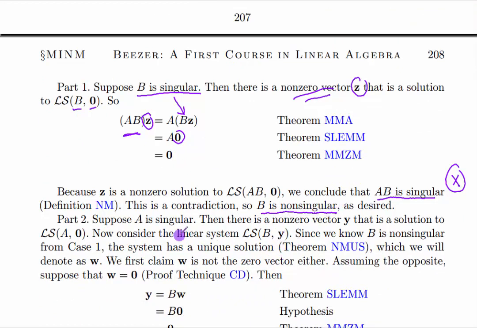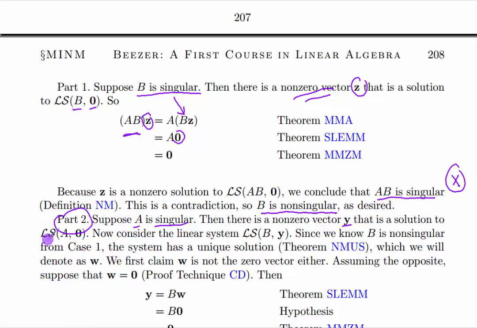Okay. Now we're going to prove part 2. Part 2 we're also going to prove by contradiction. And how do you prove by contradiction? You suppose the opposite, and then you derive a contradiction. So let's suppose that A is singular. Of course, this is the opposite of what we want to prove, and we'll show that this, in fact, is impossible. All right. If A is singular, then we can find a solution Y.